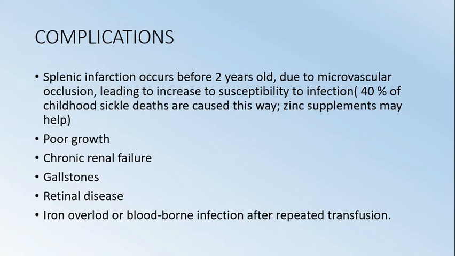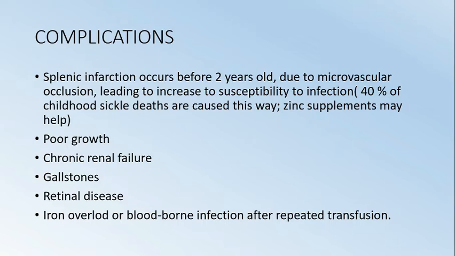So splenic infarction, as we said, increases susceptibility. It occurs before 2 years old, pretty early, within the first 18 to 36 months of life. And with this, the splenic function is frequently lost, and this leads to increased susceptibility to infection, and 40% of childhood sickle deaths are caused this way.